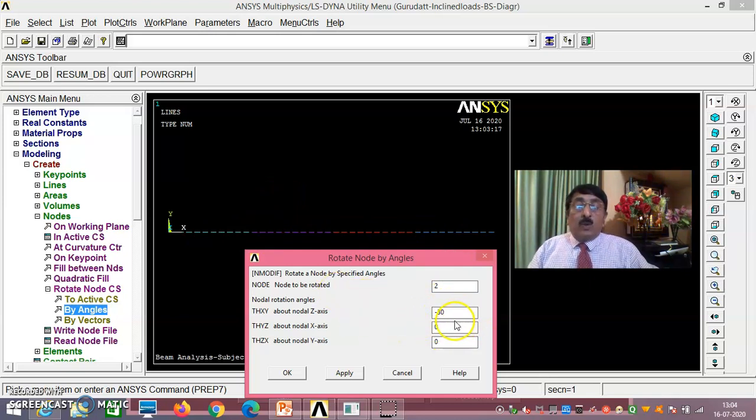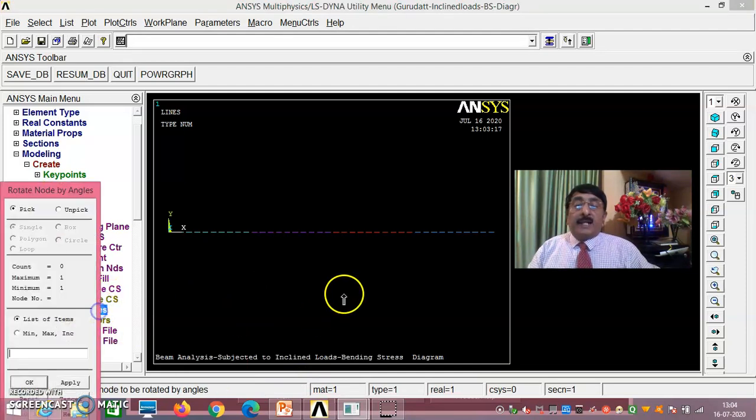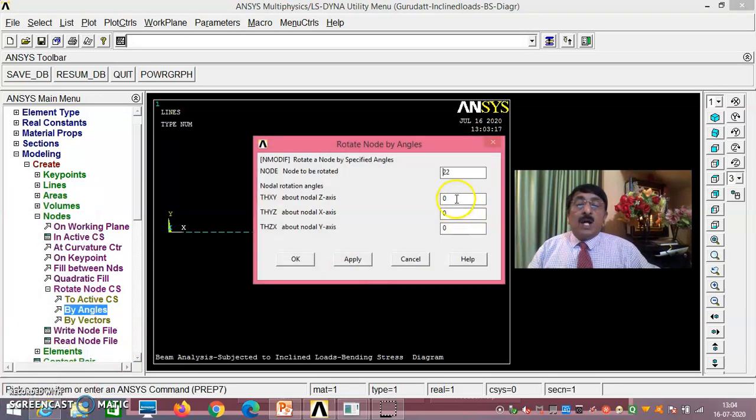I'll rotate the node by minus 30. I'll just say okay. Okay, this is done. In the same way, rotate node by angles. You see here, this also I'll do. I'll just say okay. Rotate node by minus 45 I do. I'll just say okay.